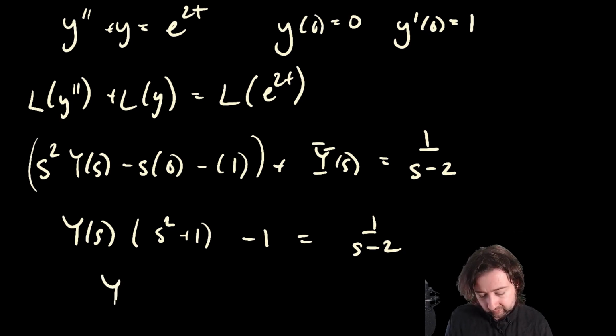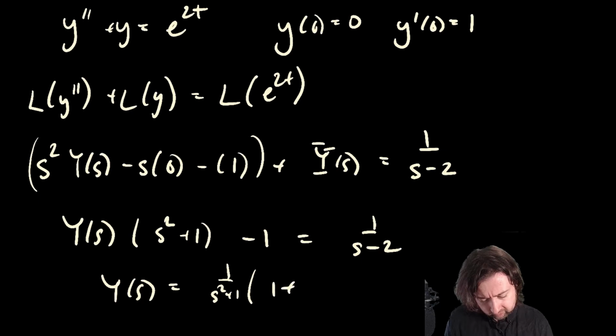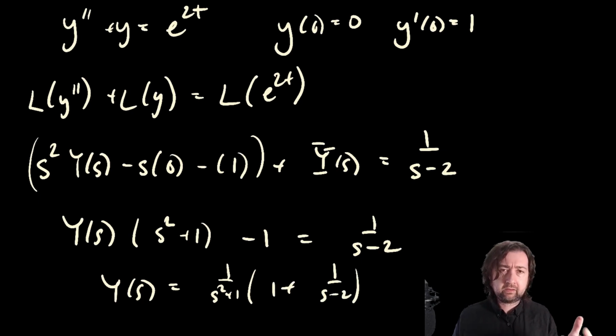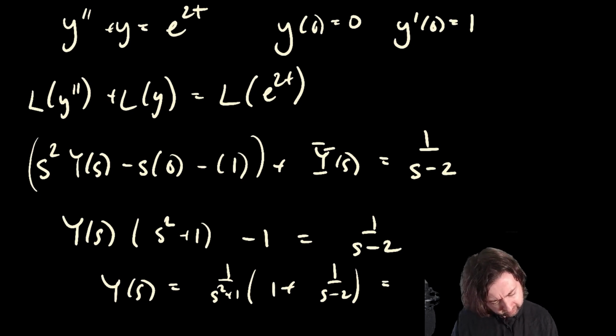Okay. So Y(s) is going to turn out to be equal to 1/(s² + 1) times (1 + 1/(s - 2)), which if you combine the fractions together and then multiply through by 1/(s² + 1), I think you get (s - 1)/((s² + 1)(s - 2)).